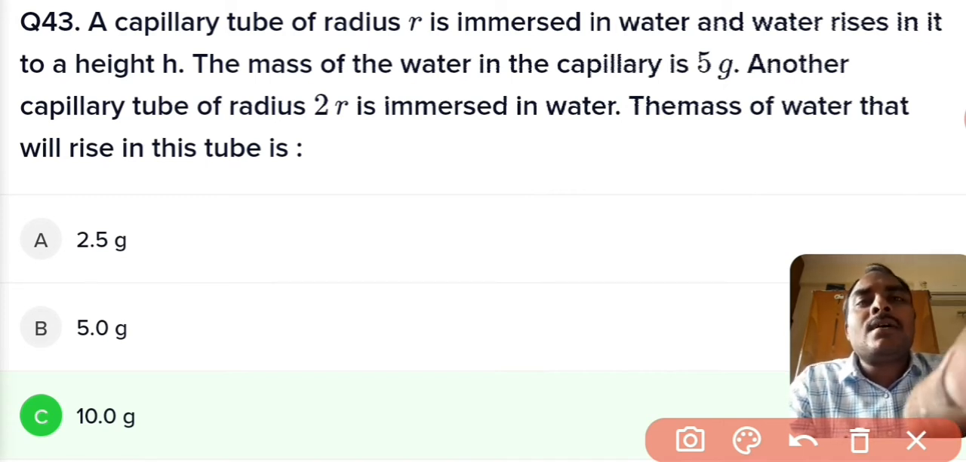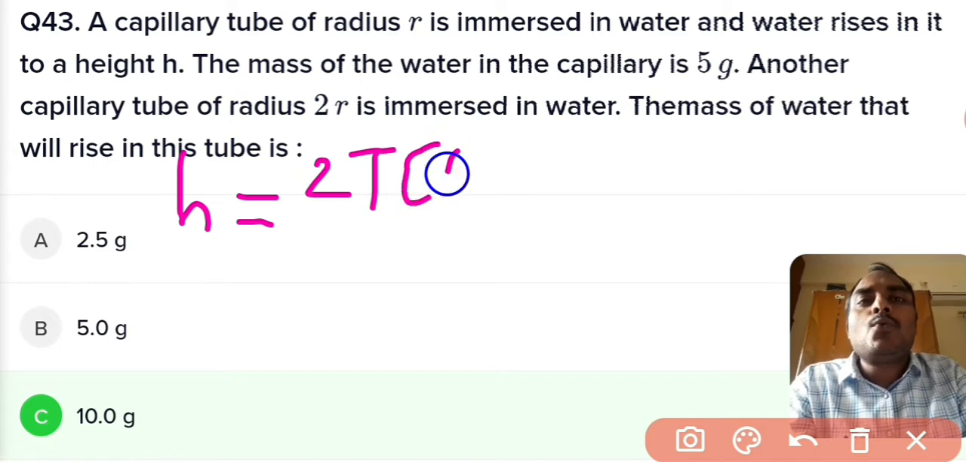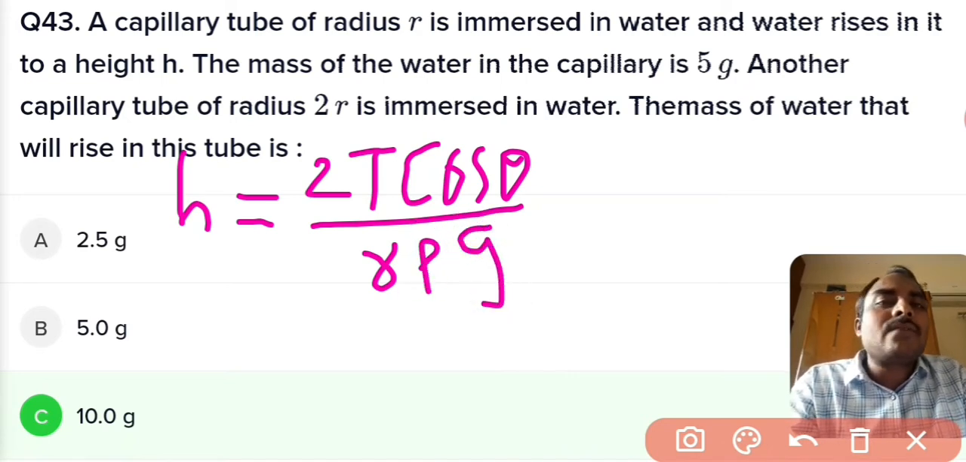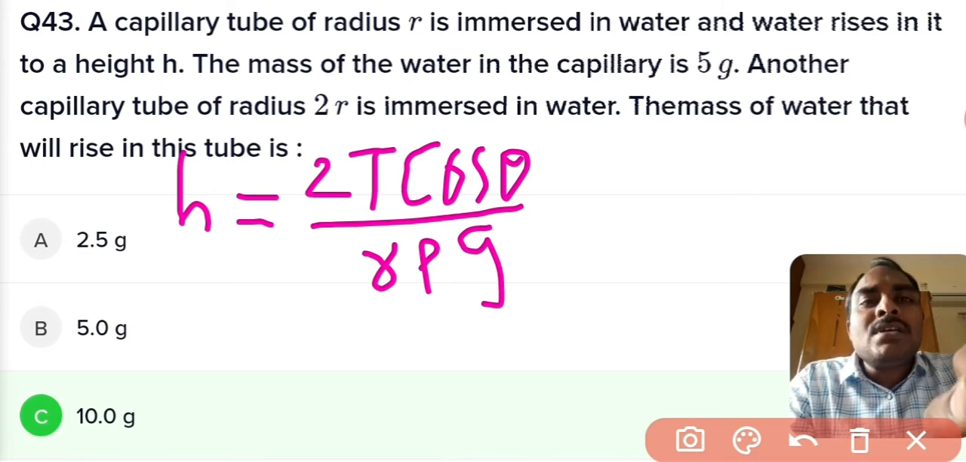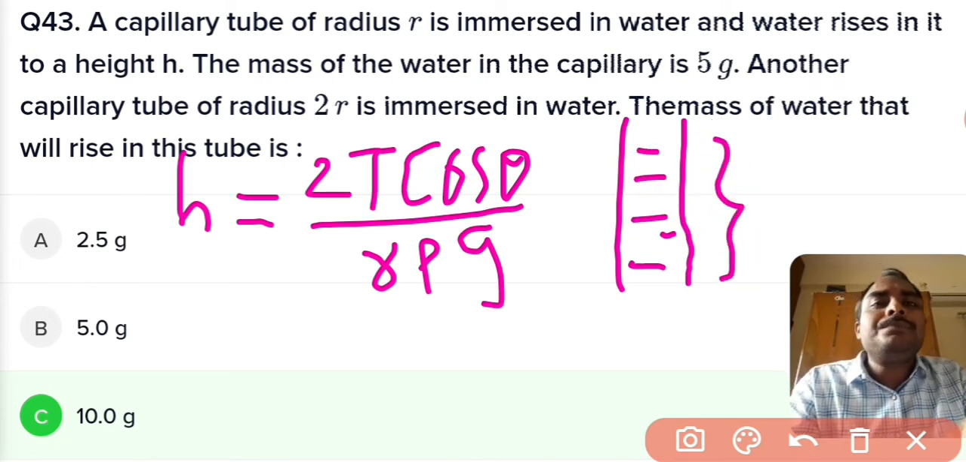So the height of the liquid in a capillary tube formula: h equal to 2T cos theta divided by r rho g. T is the surface tension, theta is the angle of contact, r is the radius of the capillary tube, rho is the density of the liquid, and g is the acceleration due to gravity. Now if you see the diagram, when the capillary tube is placed inside the liquid, the liquid will rise inside like this. So we need to find the mass of this liquid.